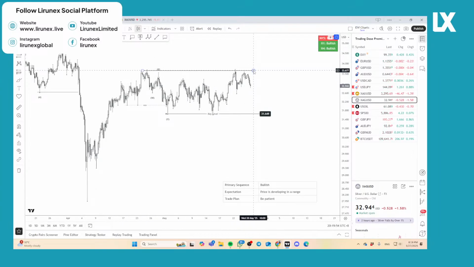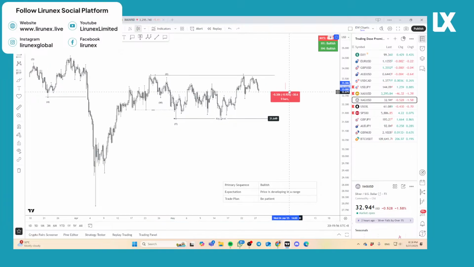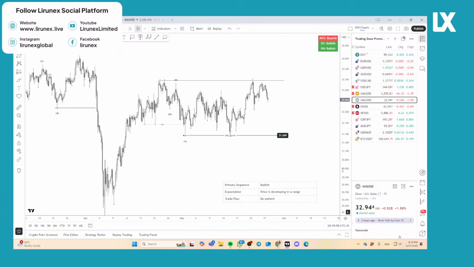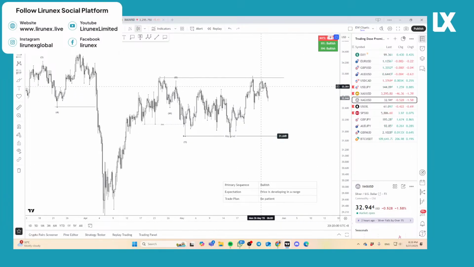Silver, for me, it's going to be just neutral for now. Okay, price is essentially in a consolidation in a range, so there's nothing clear. We're just going to avoid it.